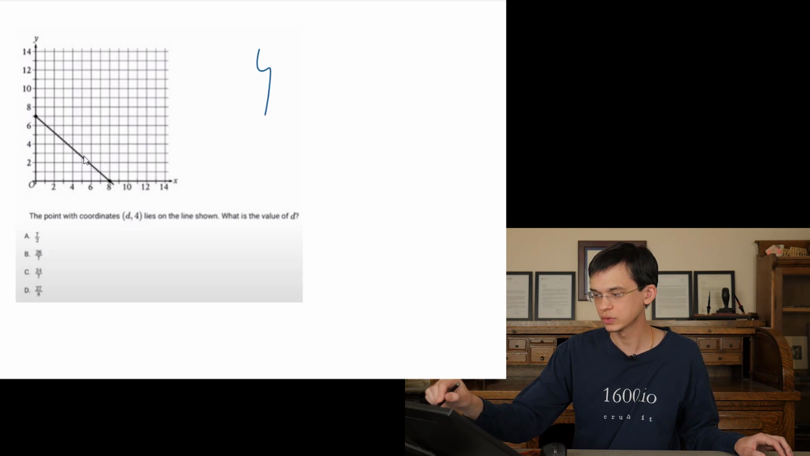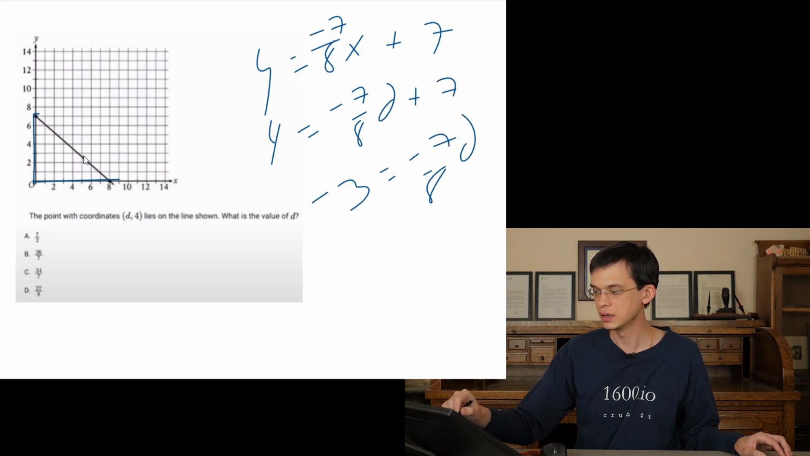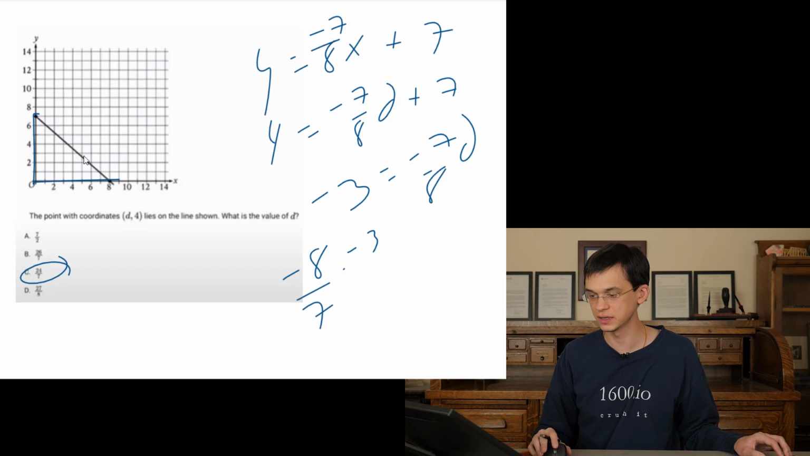The y-intercept is 7, so y equals blank x plus 7. We go down 7 and over 8, so the slope is minus 7/8. Plug in: 4 equals minus 7/8 d plus 7. Negative 3 equals negative 7/8 d. Multiply both sides by negative 8/7. Negative 8/7 times negative 3 is going to be 24/7, so that is C.